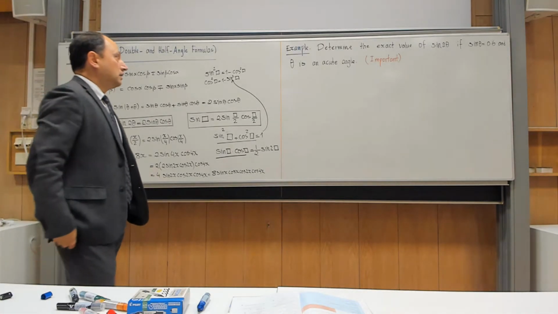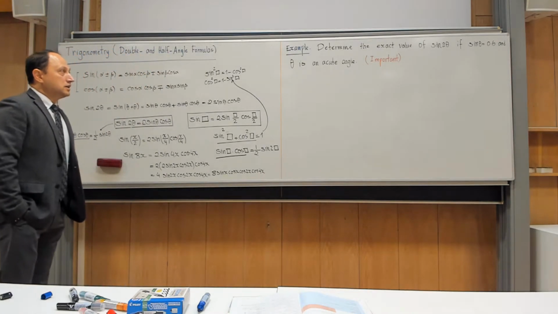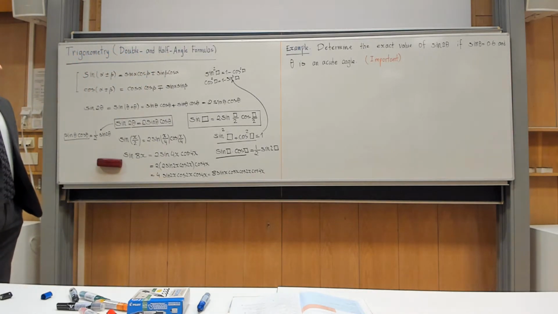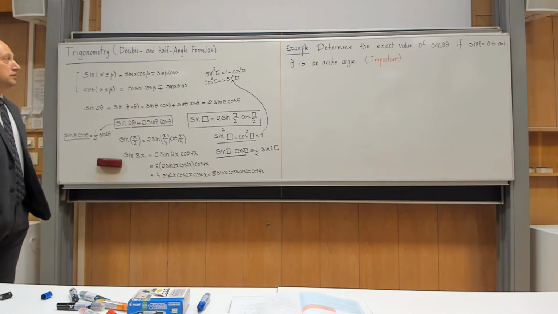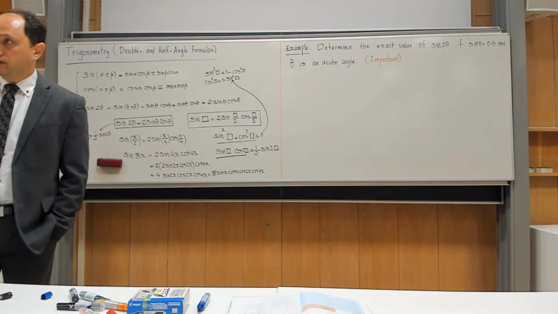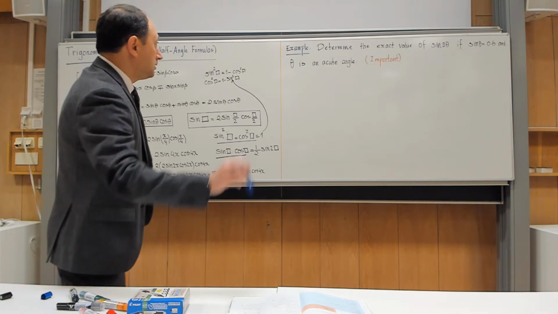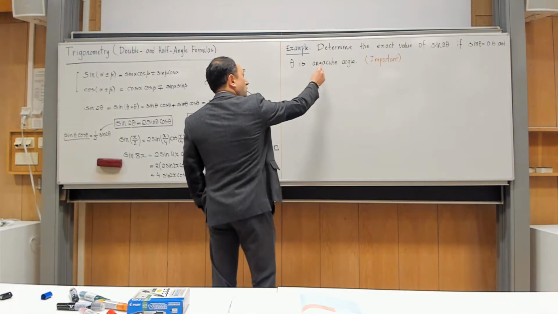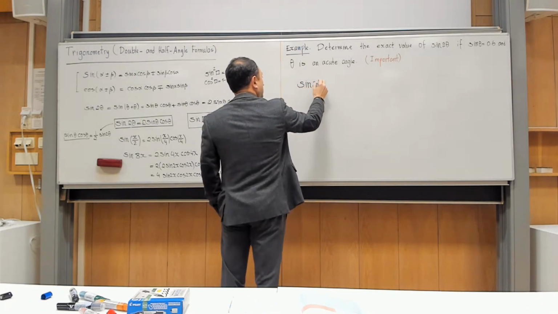Okay? So determine the exact value of sine 2 theta if sine theta is given to be 0.6 exactly, and we know that theta is an acute angle. Okay, so what is the point of giving you that theta is an acute angle? It means that the angle is between 0 and 90 degrees, so it is in the first quadrant, yes? So what you need to do, I changed my color for the solution. So what happens, you know that this is sine of 2 theta.